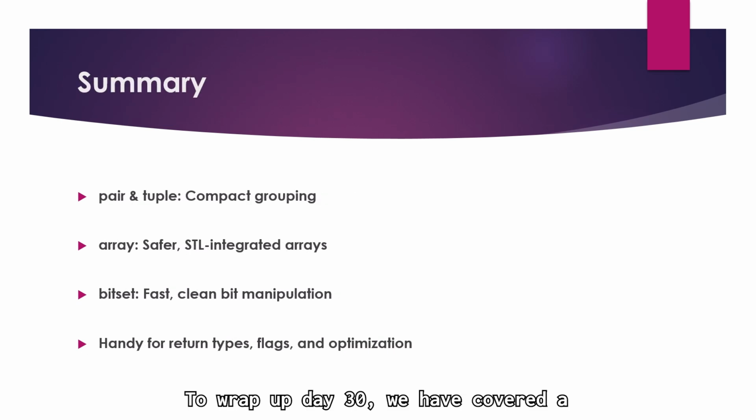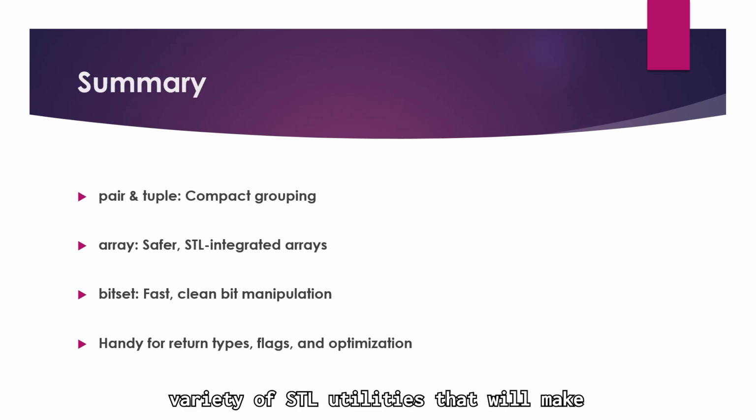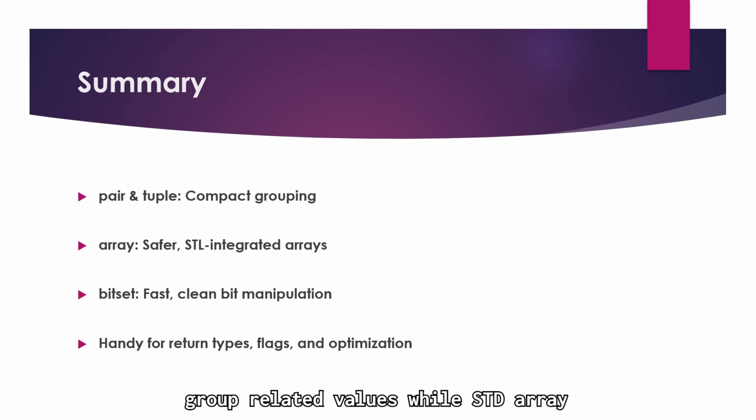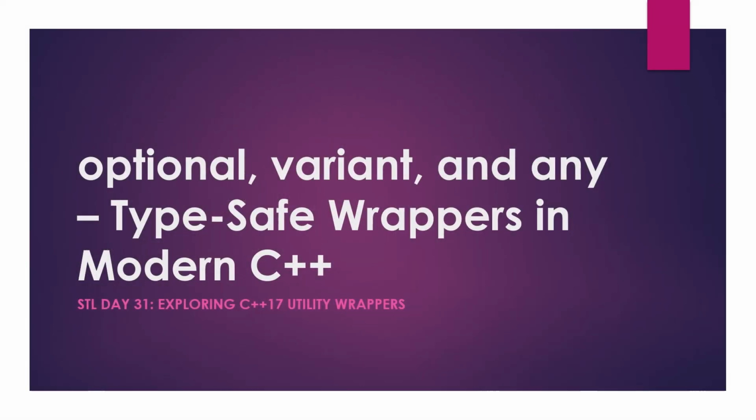To wrap up day 30, we have covered a variety of STL utilities that will make your coding more efficient and readable. std::pair and std::tuple allow us to group related values, while std::array provides a modern, safer alternative to traditional arrays. std::bitset offers powerful bit manipulation capabilities. Mastering these containers will give us the tools to write clean, efficient code, whether we are working on real-world applications or preparing for competitive programming challenges.